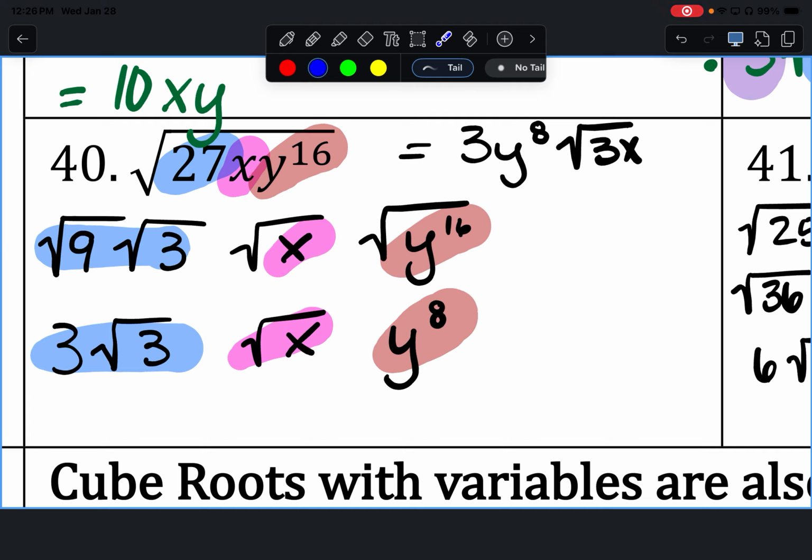Has anybody done 41 yet? I'll give you a second. What's the biggest perfect square that goes into 252? 36 is correct. And it's 36 times 7. So you do get 6 root 7.